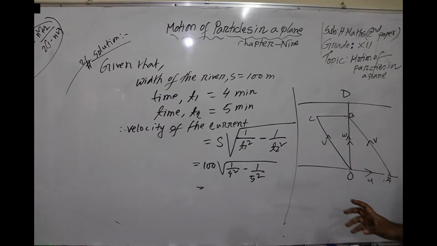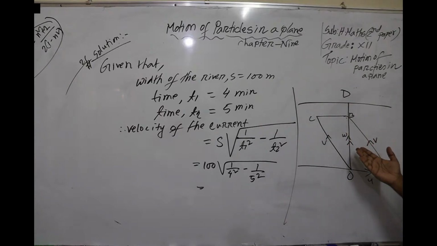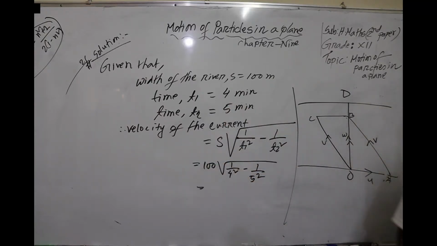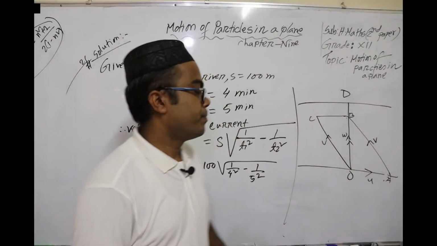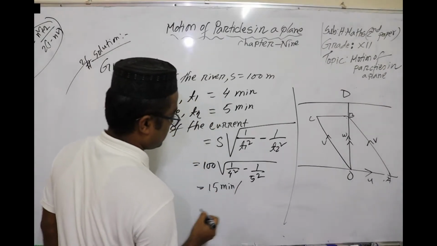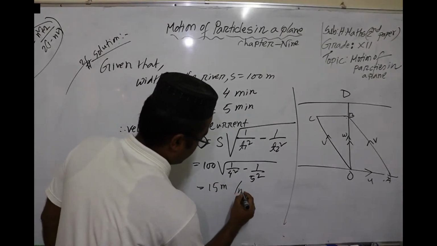Which method do you like, this one or that one? I think the other one you need to write down elaborately, but by using this one, you will get 4 marks. 0.25 meter per second. No, it will be maybe a whole number. Yes, 15 meter per minute.